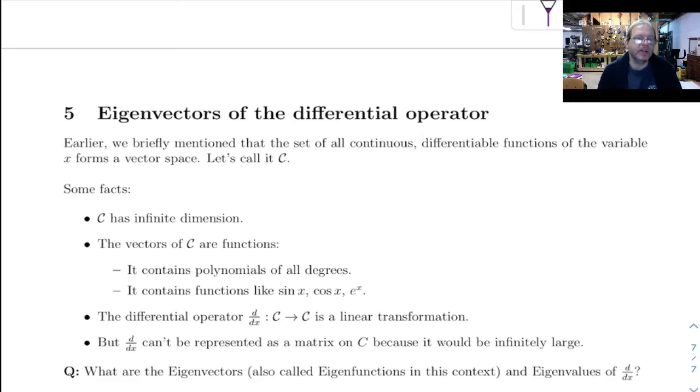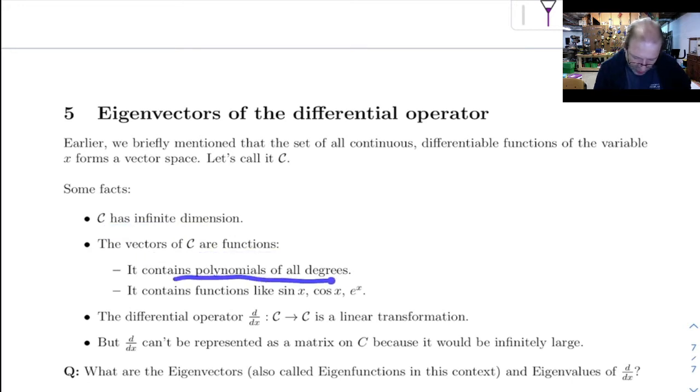Okay, I want to take a minute to talk about eigenvectors of the differential operator. So a while back we talked about this a little bit. The set of all continuous differentiable functions forms a vector space. And let's call that C, C for continuous. One thing, C has infinite dimension, and its vectors are functions.